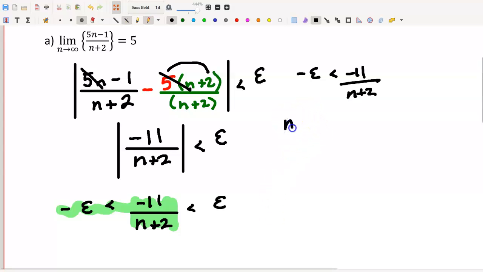So that would be n plus 2 greater than negative 11 over negative epsilon, which those two negatives just cancel out. And then lastly, we can just subtract 2 on both sides. So we'll have n is going to be 11 over epsilon and then minus 2.